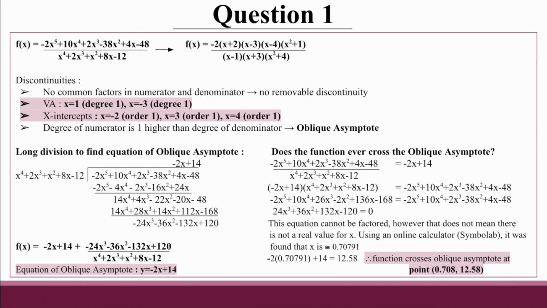Now to check if the function crosses the line y equals negative 2x plus 14, we set the rational function equal to negative 2x plus 14.